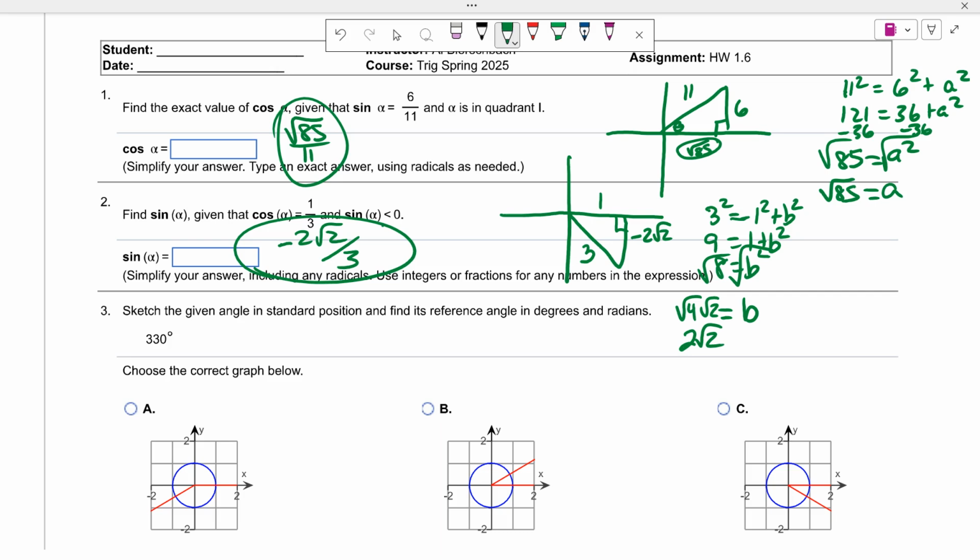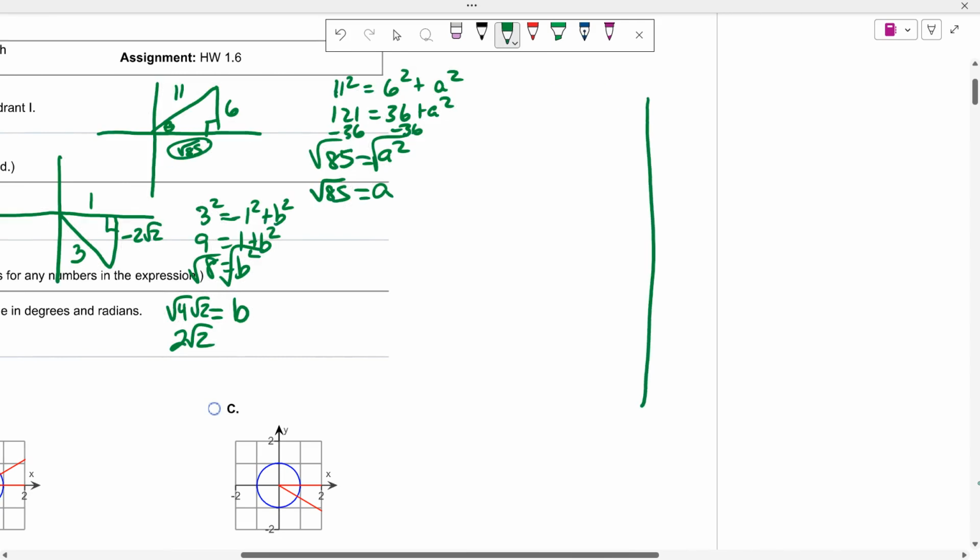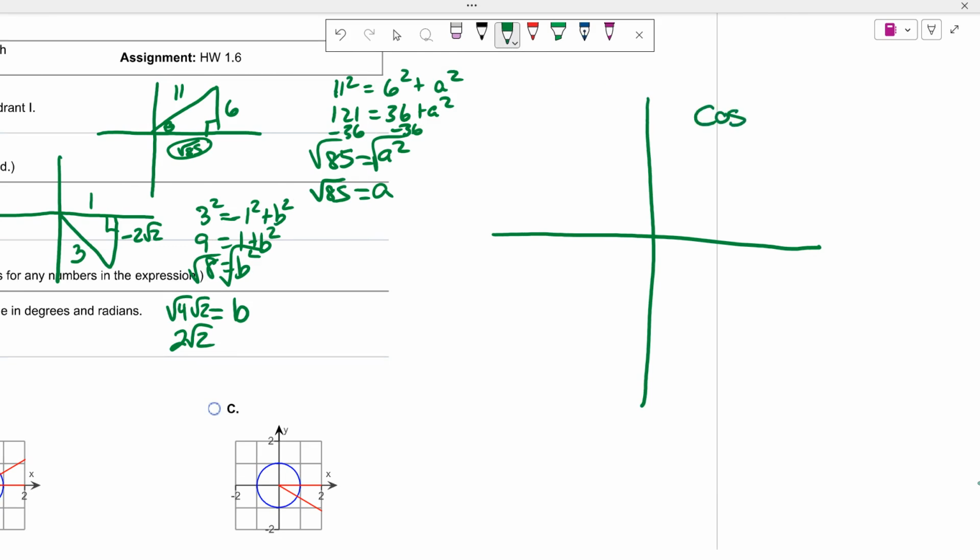Okay? So, got to be able to use the Pythagorean theorem. Got to know what quadrant you are in. You cannot write this on your unit circle, but in the first quadrant, cosine's positive, sine's positive, and tangent is positive. If you want to write it in your notebook, that's fine, but you cannot write it on your unit circle.